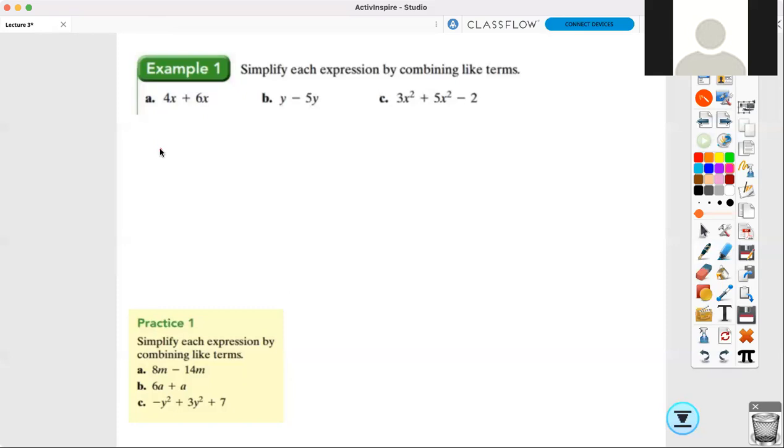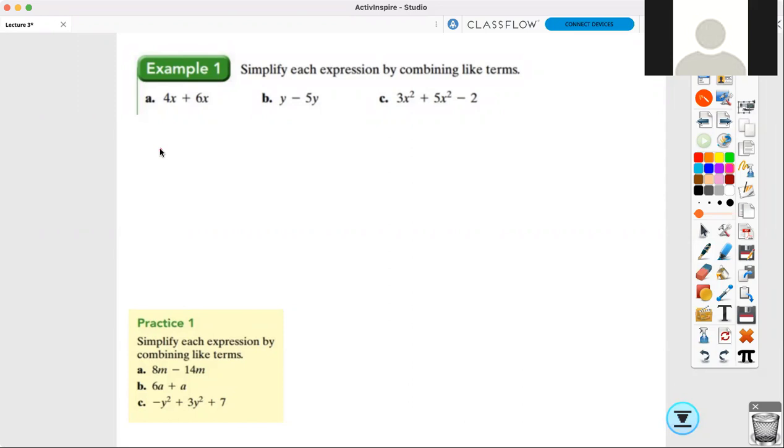All right, so now let's look at this. Example 1A: simplify each expression by combining like terms. The combining is pretty straightforward. It's just a matter of what the operation is. And remember, the things that separate the terms are pluses and minuses. So depending on what's separating the terms is the operation you're going to do.